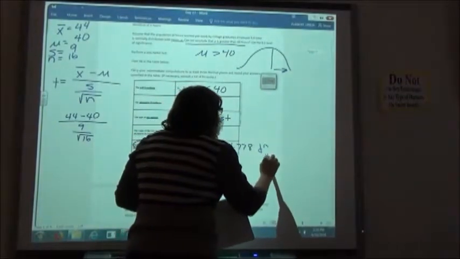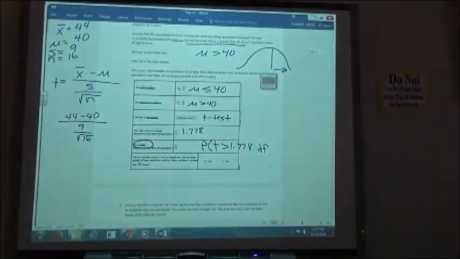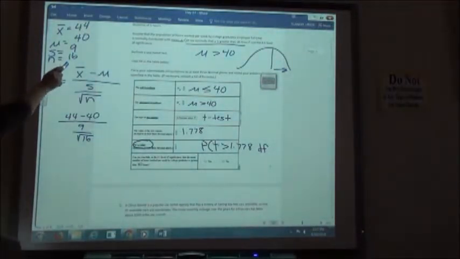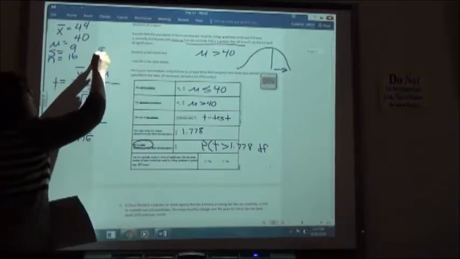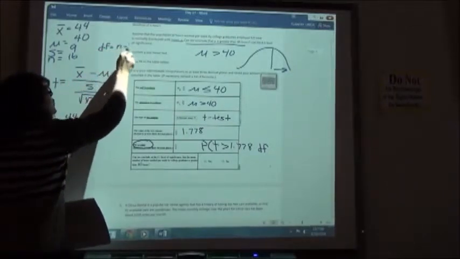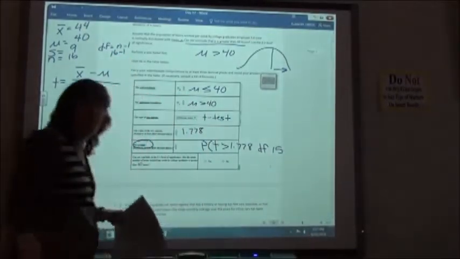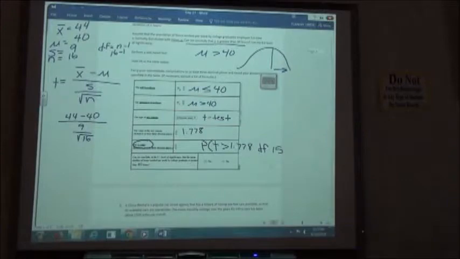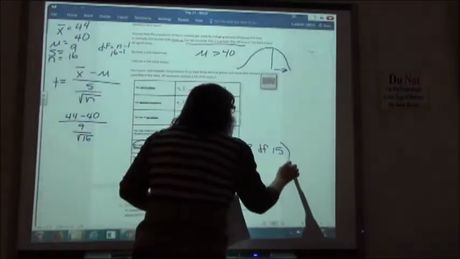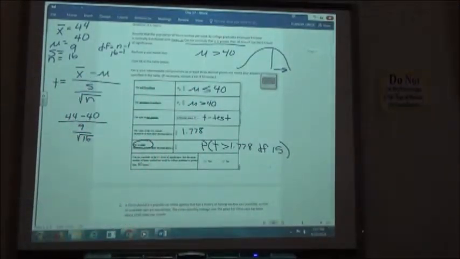P of t is greater than 1.778. And on these ones, when you do the t-test, you have to do the degrees of freedom. The degrees of freedom is always 1 less than n. So the degrees of freedom is going to be n minus 1. 16 minus 1 means I have 15 degrees of freedom. These ones, it's best to do on the Alex calculator. So now you're going to use your Alex calculator. I think you can get to the calculator, yeah. And you're just going to put that in.